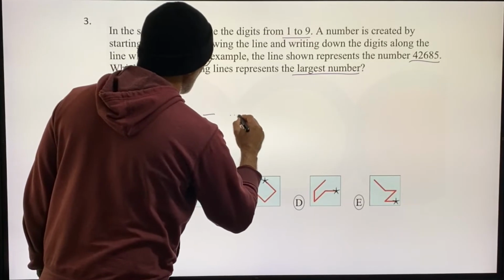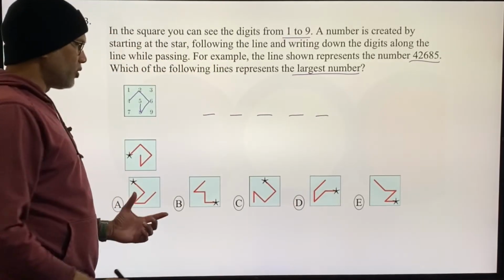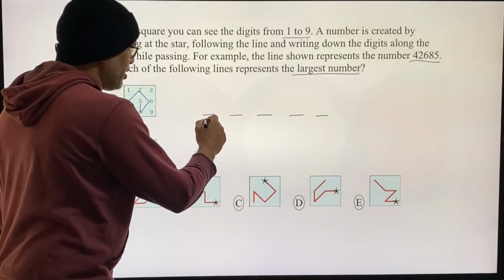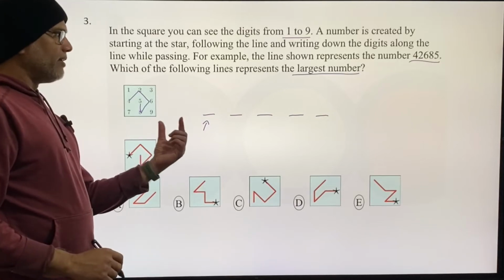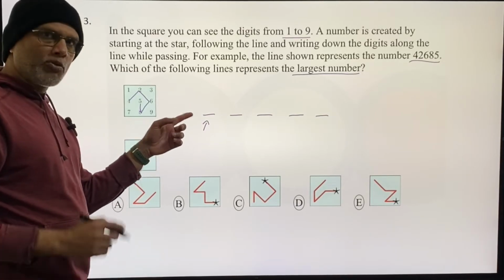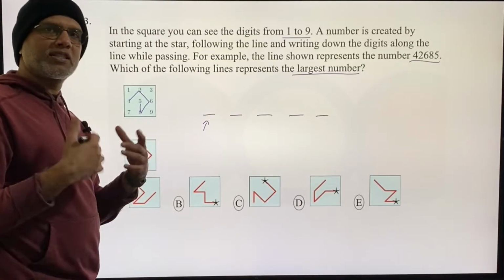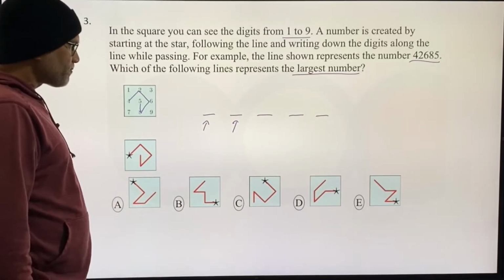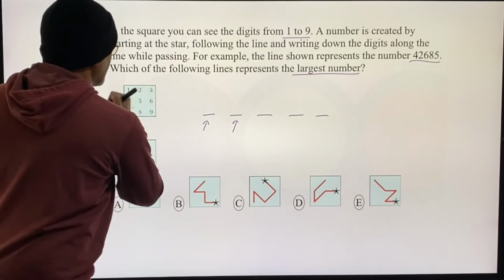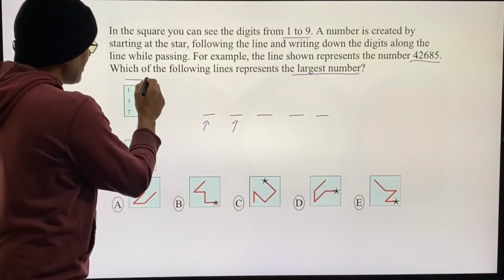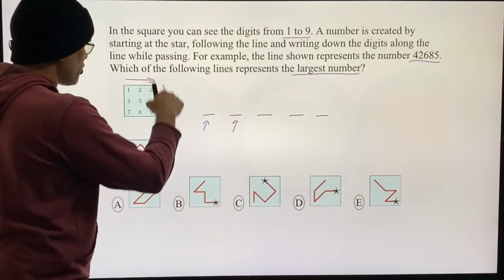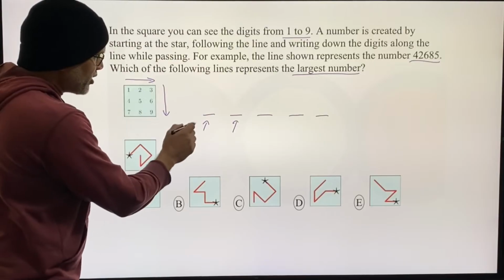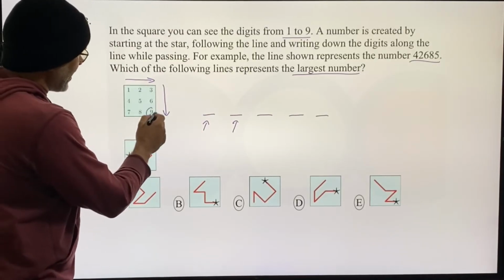So they have 5 digits. 1, 2, 3, 4, 5. So they are all 5-digit numbers. Now we want to first check the leftmost digit, right? And the one that has the largest leftmost digit will be the largest number. But if the leftmost is the same, then we need to check the next digit, and so on and so forth. Okay, so let me erase this. The digits are increasing left to right and then top to bottom. So note that we want to start at the largest digit, and that is 9, right?